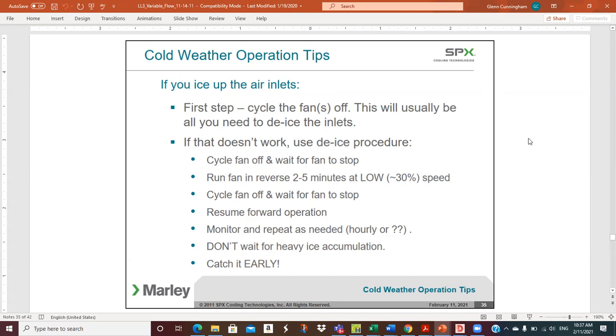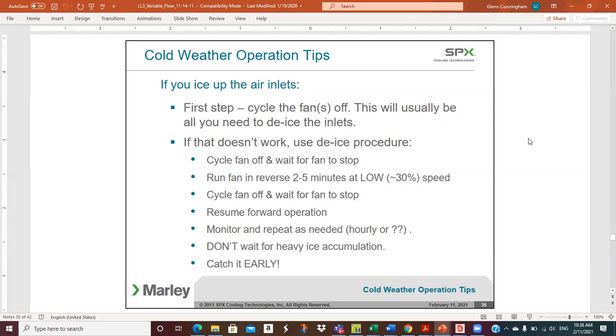Cycle fan off and wait for it to stop. Run fan in reverse, 5 to 10 minutes at low speed, approximately 30%. So that's the reason you wanted it to stop: you didn't want it running one direction and then throw it into reverse. Kind of like doing that with your stick transmission on your car. Not a good plan. Cycle fan off and wait for fan to stop. Assume forward operation. Monitor and repeat as necessary.